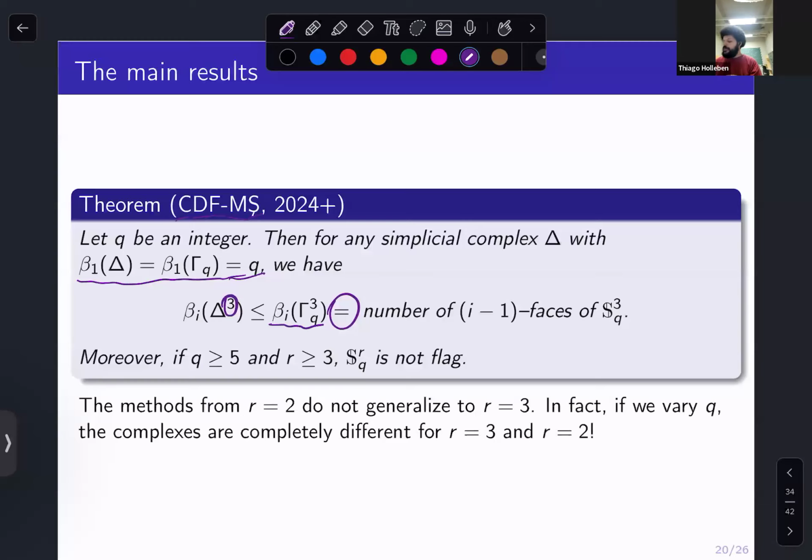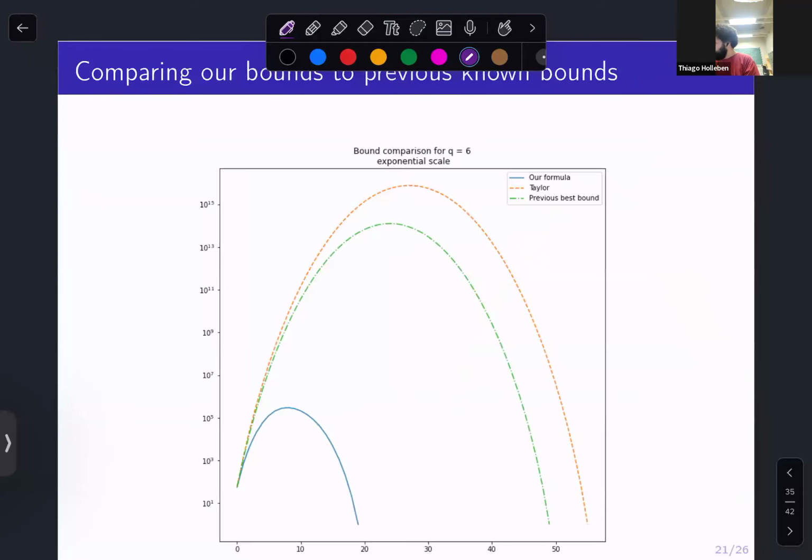things get more complicated to the point where we don't really have much intuition for what happens when R is, let's say, more than 5. And just as a comment, the methods from R equal to 2 generalize a little bit, but they don't solve the problem. There's a lot left to do for R equal to 3. The main point is that when you vary R and Q, the complexes look really different, except when Q is 1, 2, or 3. In those cases they look alike, but other than that, it's very different.